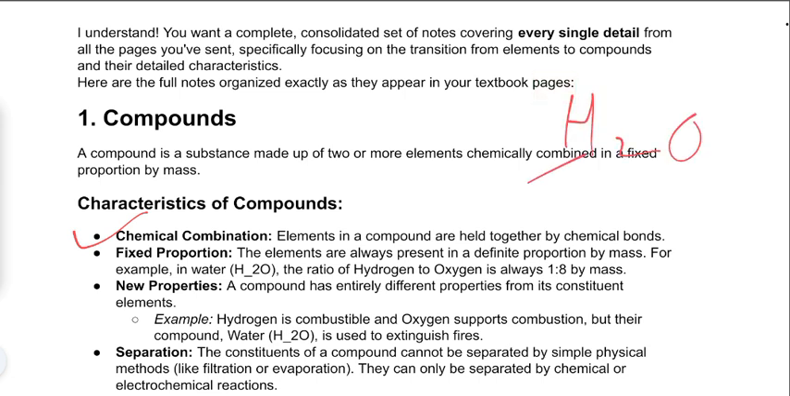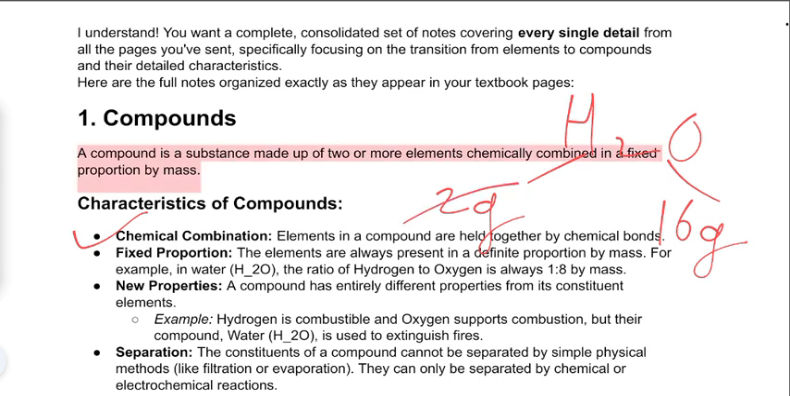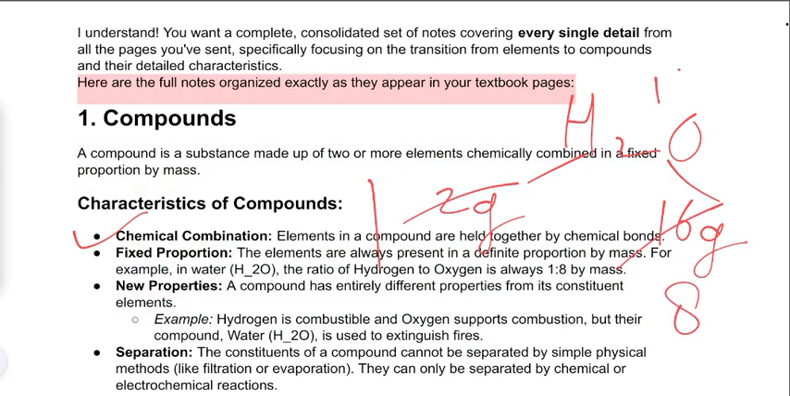Let's say in H2O, 2 gram of hydrogen is there and oxygen is 16 gram. Now you have to find its ratio. You all know how to find a ratio. 2 ones are 2, 8s are 16. Now the ratio is 1:8. Okay. So they are always present in 1:8 only. You cannot change the proportion. Okay.